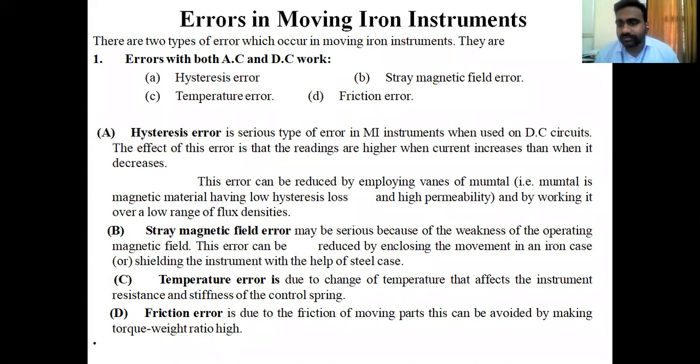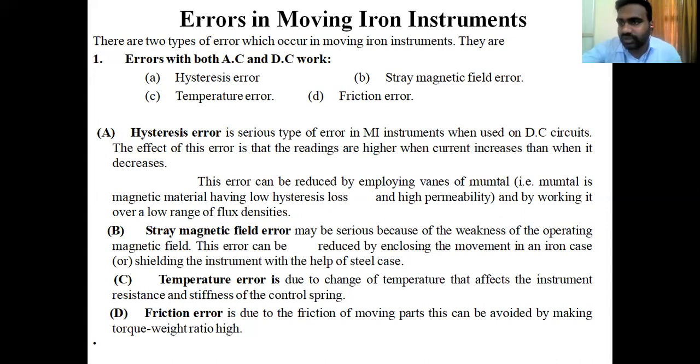That means whenever there is an increase in the current flowing in the coil, and whenever there is a decrease in the current flowing in the coil, the magnetic flux created in the electromagnet changes, and that creates a hysteresis behavior which affects the flux densities of the coil. And the second type of error we are going to see is the stray magnetic field error.